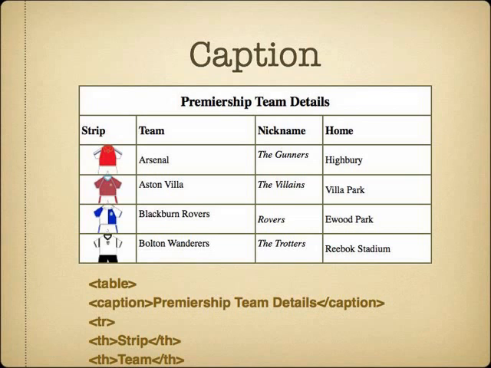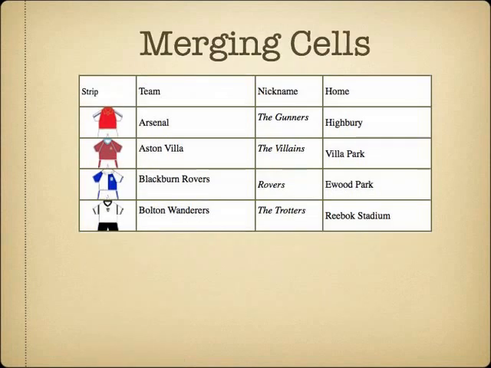A caption can be used to tell us what the table is about. So using the caption tag at the start of the table before the first row will allow the browser to put a caption on top of the table. Now, how this actually looks will depend on the browser and how the browser wants to do it.